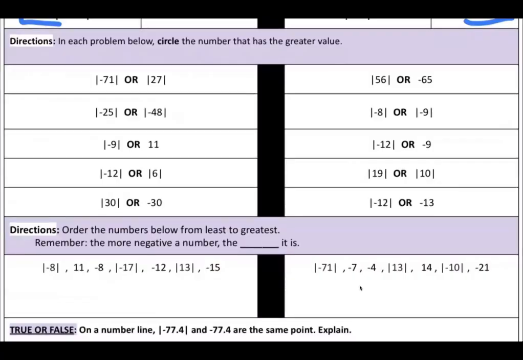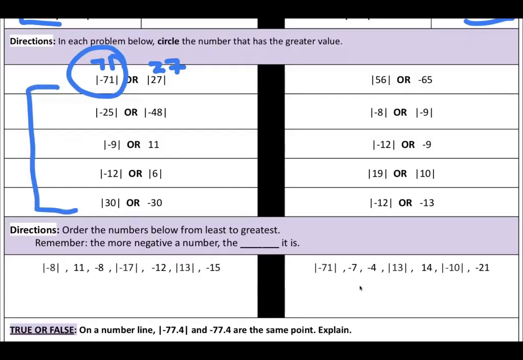This next section says in each problem below, circle the number that has the greater value. Well, the absolute value of -71 is 71, and the absolute value of 27 is 27. So which number is greater? 71. Go ahead and complete the rest of this section, then come back to the video.